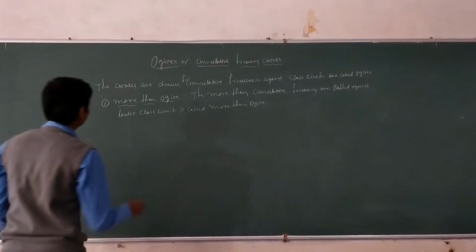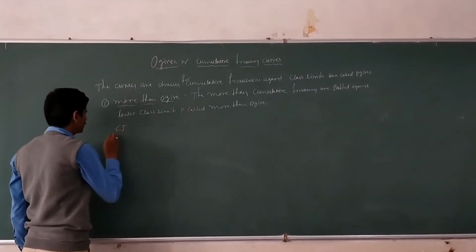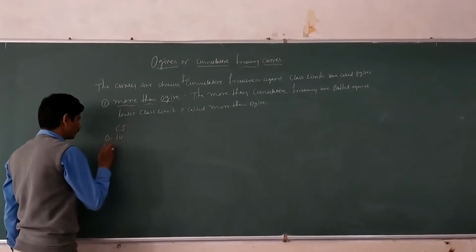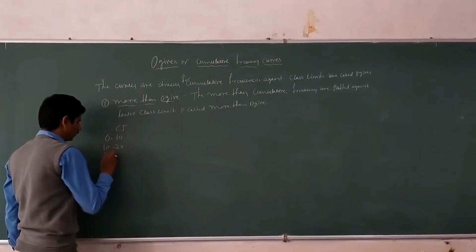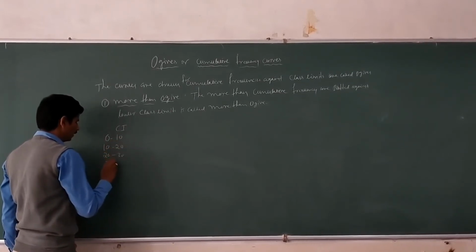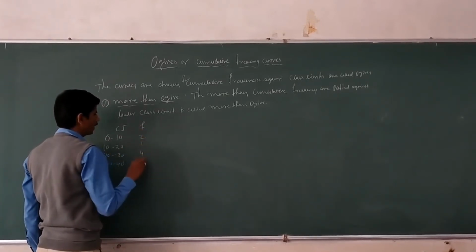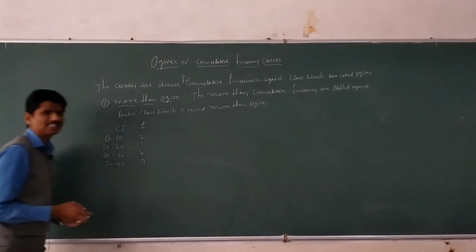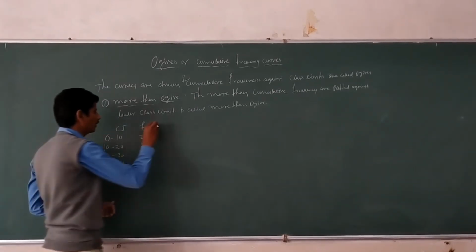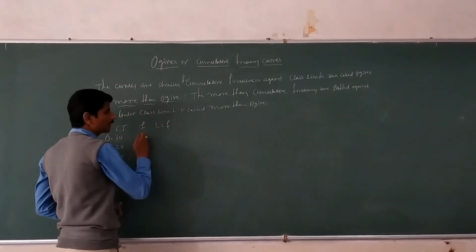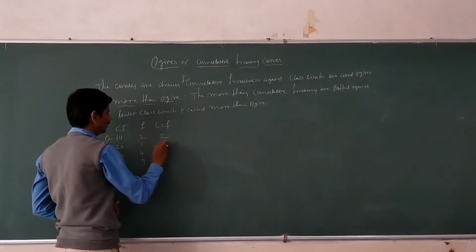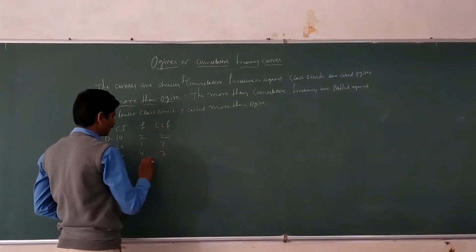For example, take the class intervals 0 to 10, 10 to 20, 20 to 30, and 30 to 40. The respective frequencies are 2, 1, 4, and 9. Here we have to find the LCF and MCF. LCF is the less than cumulative frequency. The first term of the frequency and the first term of the LCF are the same. 2 plus 1 is 3, 3 plus 4 is 7, 7 plus 9 is 16.